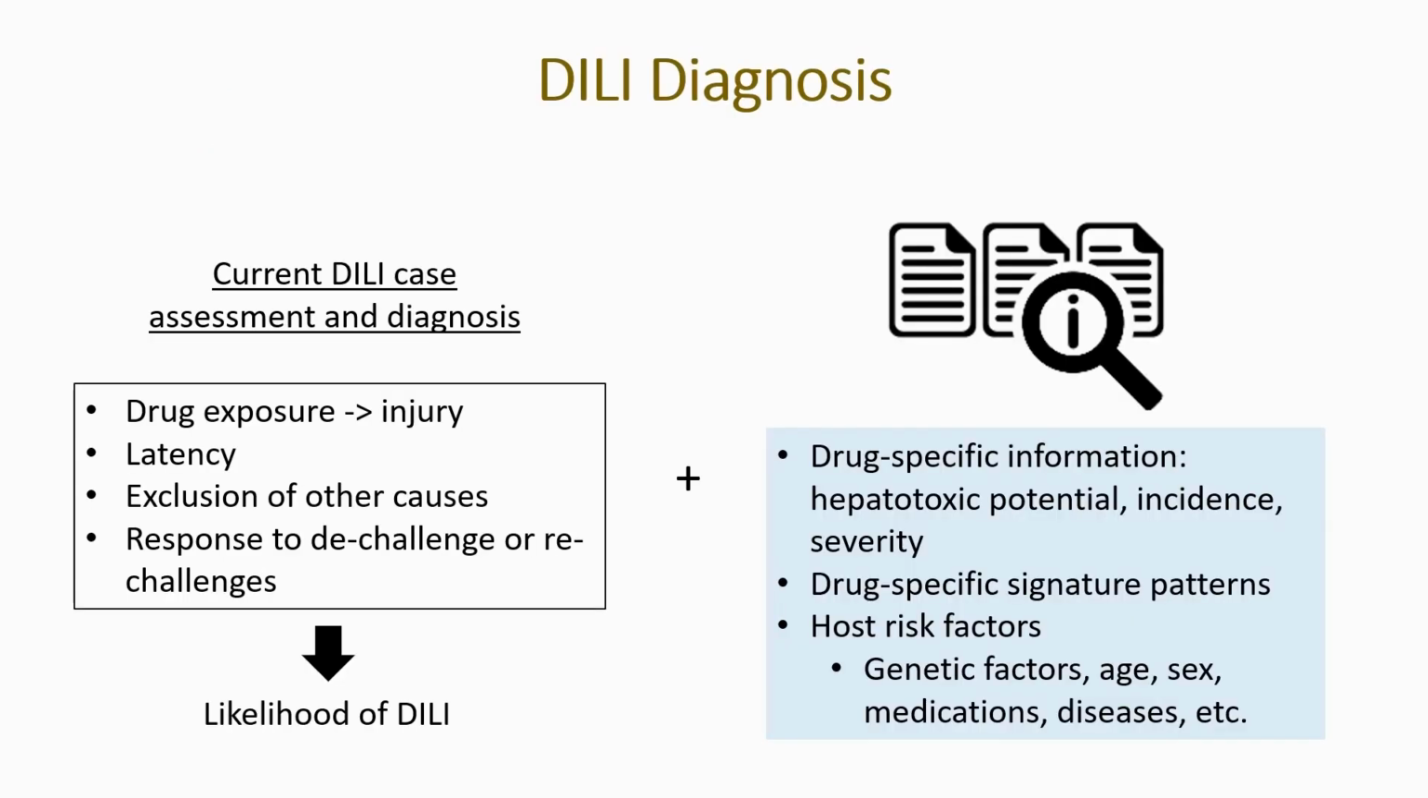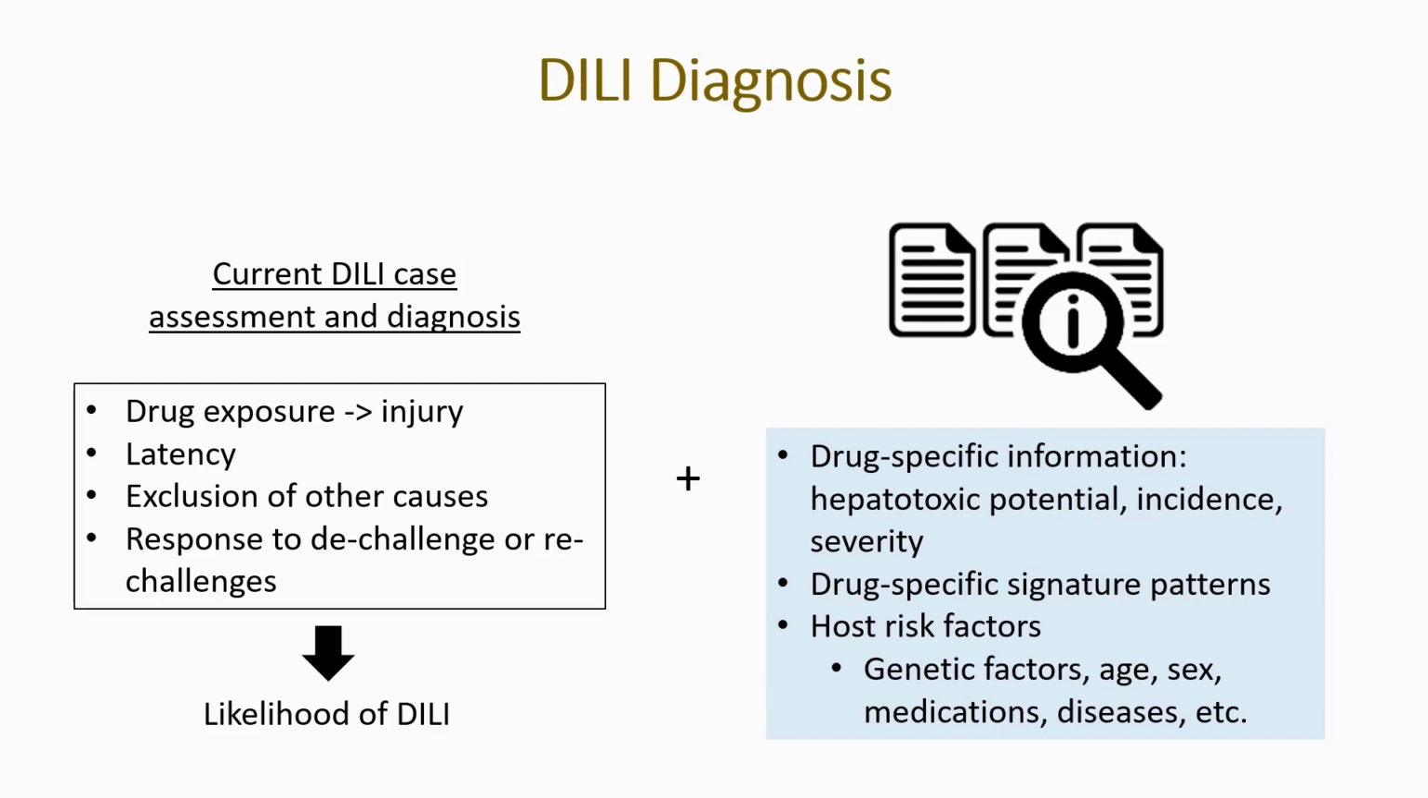DILI is one of the most difficult diagnoses in hepatology, since there are no pathognomonic features, biomarkers, or diagnostic criteria. DILI case assessment involves multiple components and determines the likelihood of DILI. Key diagnostic components include chronological relationship, time to event, exclusion of other etiologies, and response to drug discontinuation and rechallenge if clinically indicated. Several causal assessment tools are available to standardize the assessment, which will be covered later in this session.